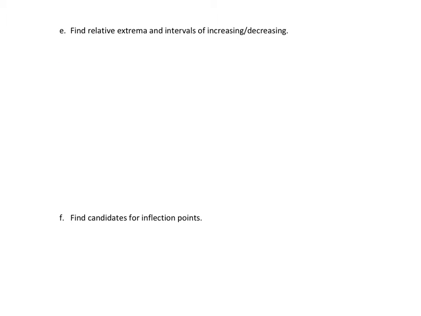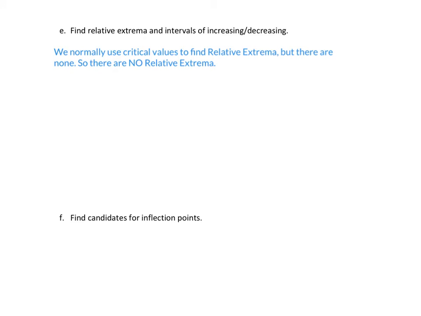Next, we want to find any relative extrema and also the intervals of increasing and decreasing. To find relative extrema, and recall that relative extrema are relative maximums and relative minimums, what we do is we use critical values to find those. But since there are not any critical values, that means that there are no relative extrema. Now, to find intervals of increasing and decreasing, typically we take the x-axis and divide it up around the critical values and then use the first derivative to determine whether it is positive or negative, to determine whether f is increasing or decreasing on those intervals.